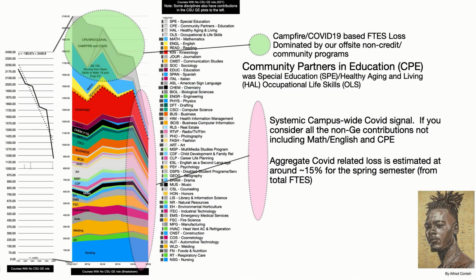We're going to focus on various aspects of this diagram to illustrate the impacts of COVID, the impacts of the campfire, and weave these together to construct a picture of what the enrollment patterns would be without those disasters and where we might see ourselves going into the future.